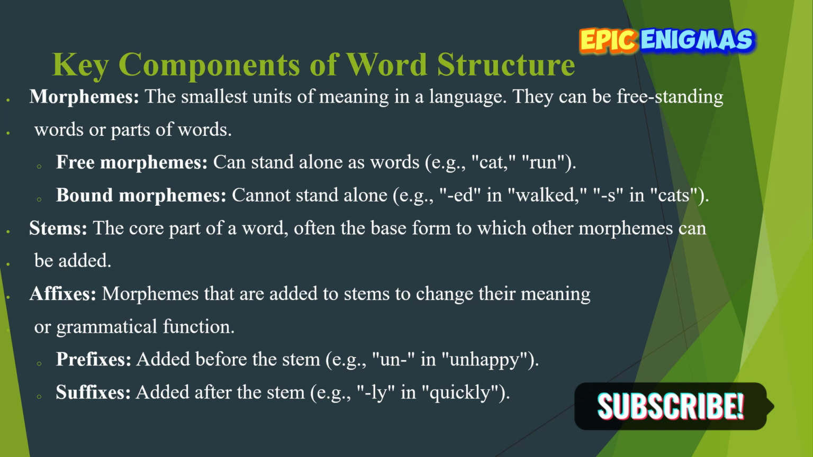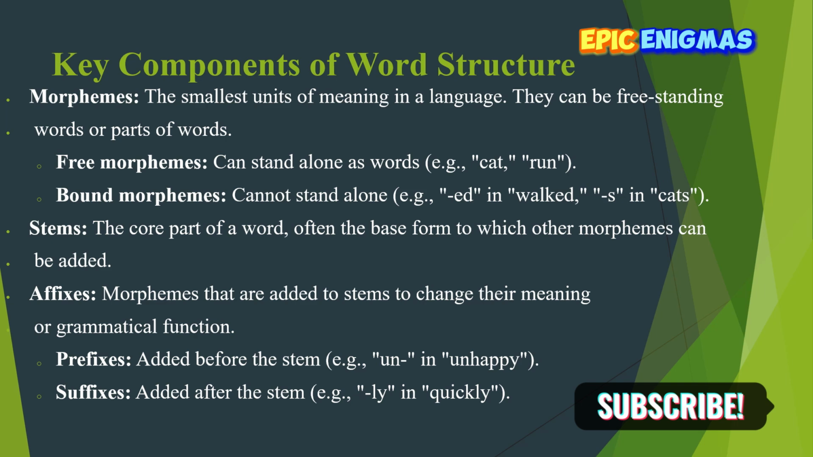Yes, we can have stems. The core part of a word, often the base form to which other morphemes can be added. Then we have affixes. These are the morphemes that are added to stems to change their meaning or their grammatical function. For example, we have prefixes and suffixes. Prefixes are added before the word, pre meaning before, for example, unhappy. And then we have suffixes, they are added after the stem.